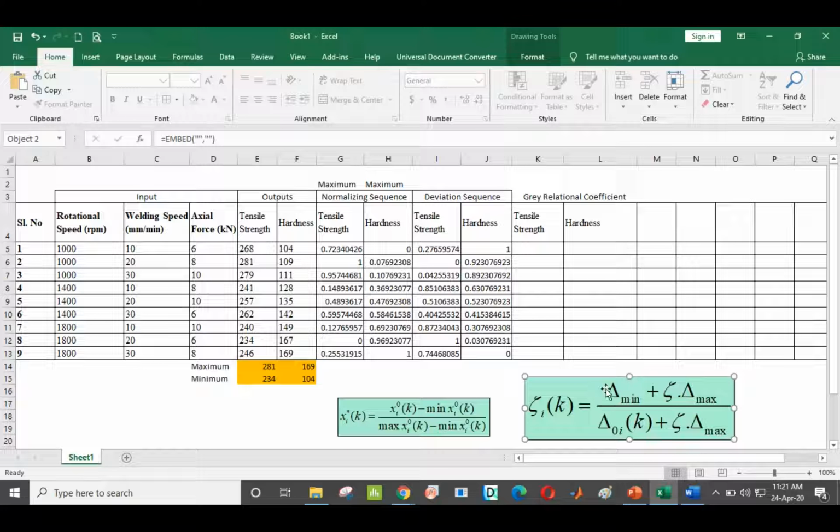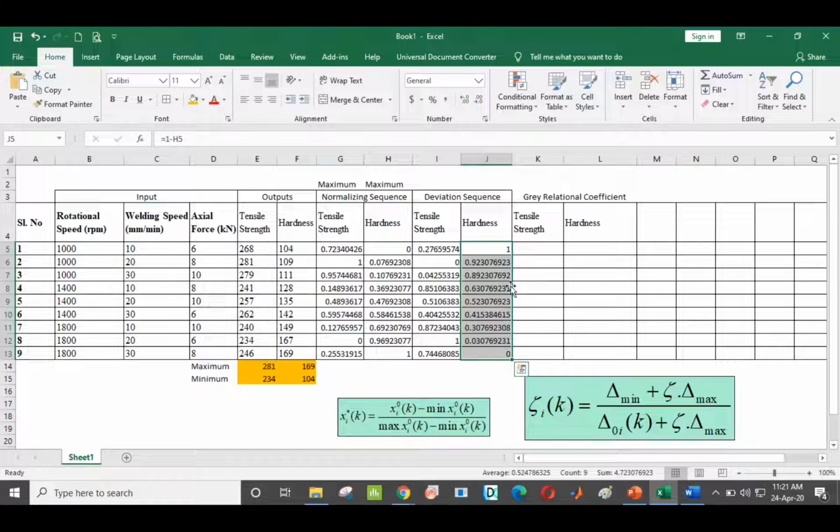So del min is nothing but the minimum of this value, and del max is the maximum of this value. The minimum value of this deviation sequence is 0, whereas the maximum value of this deviation sequence is 1. The eta value is 0.5.